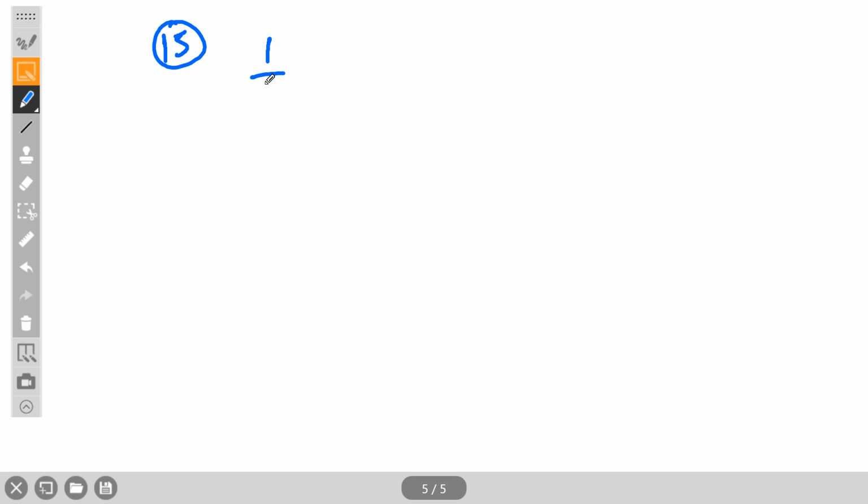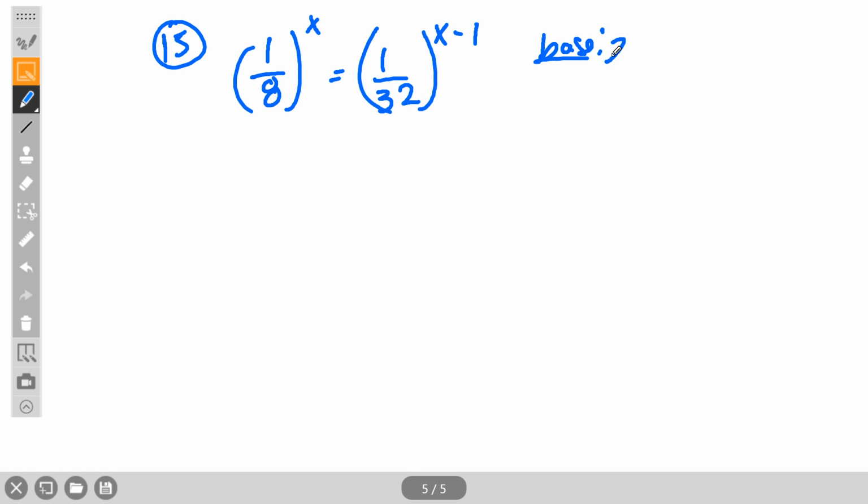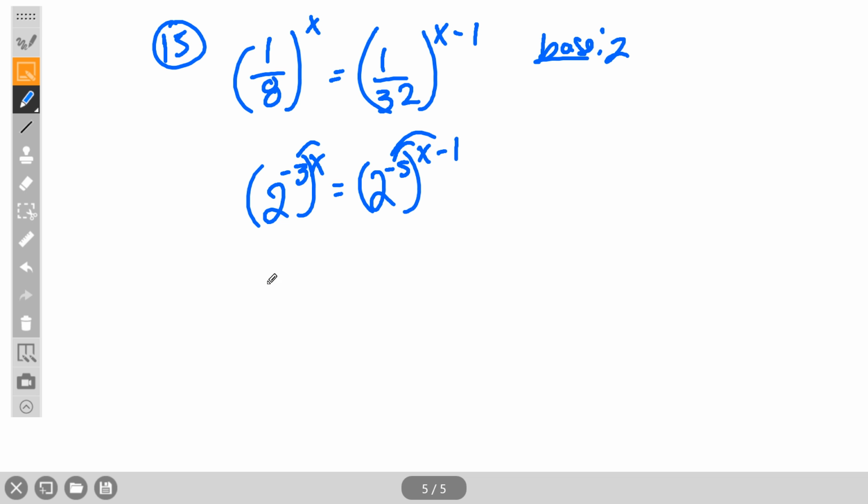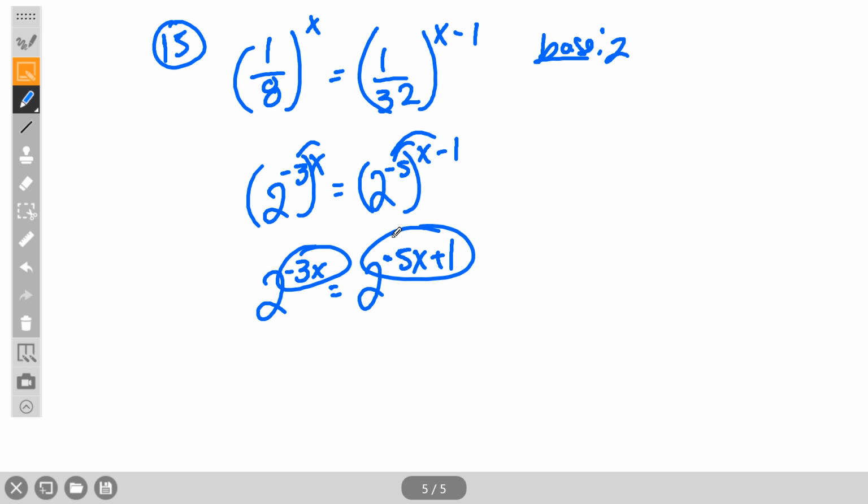And then number 15, 1 over 8 to the x is equal to 1 over 32 to the x minus 1. Once again, we have to use a base of 2 here. 2 to the 3rd power is 8, so 2 to the negative 3rd power is 1 over 8. 2 to the 5th power is 32, so 2 to the negative 5th power is 1 over 32. Multiply. So 2 to the negative 3x equals 2 to the negative 5x plus 1. And then set the exponents equal to each other once the bases are the same.